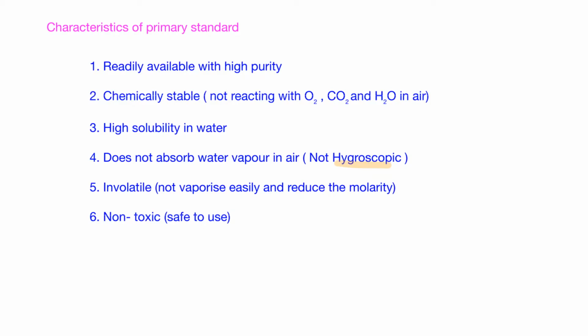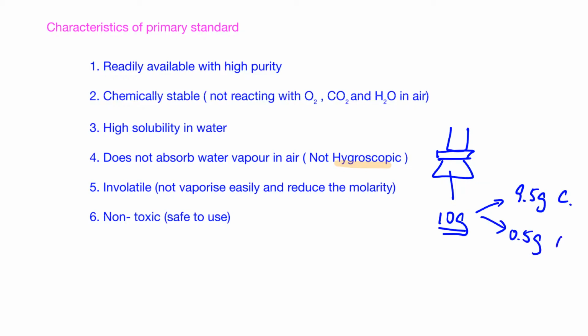Not hygroscopic. Because if it is hygroscopic, say for example, I put the chemicals on the electronic balance, it tells me 10 grams, but this 10 grams may be 9.5 grams of the chemical, and it may still have 0.5 grams of water if it is hygroscopic. I don't want these situations to happen, so therefore the chemical should not easily absorb water vapor in the air. This one is different from chemically stable, because absorbing water vapor doesn't mean that it has a reaction with the water, oxygen, or carbon dioxide. So therefore, I'll separate this one into 2 points.